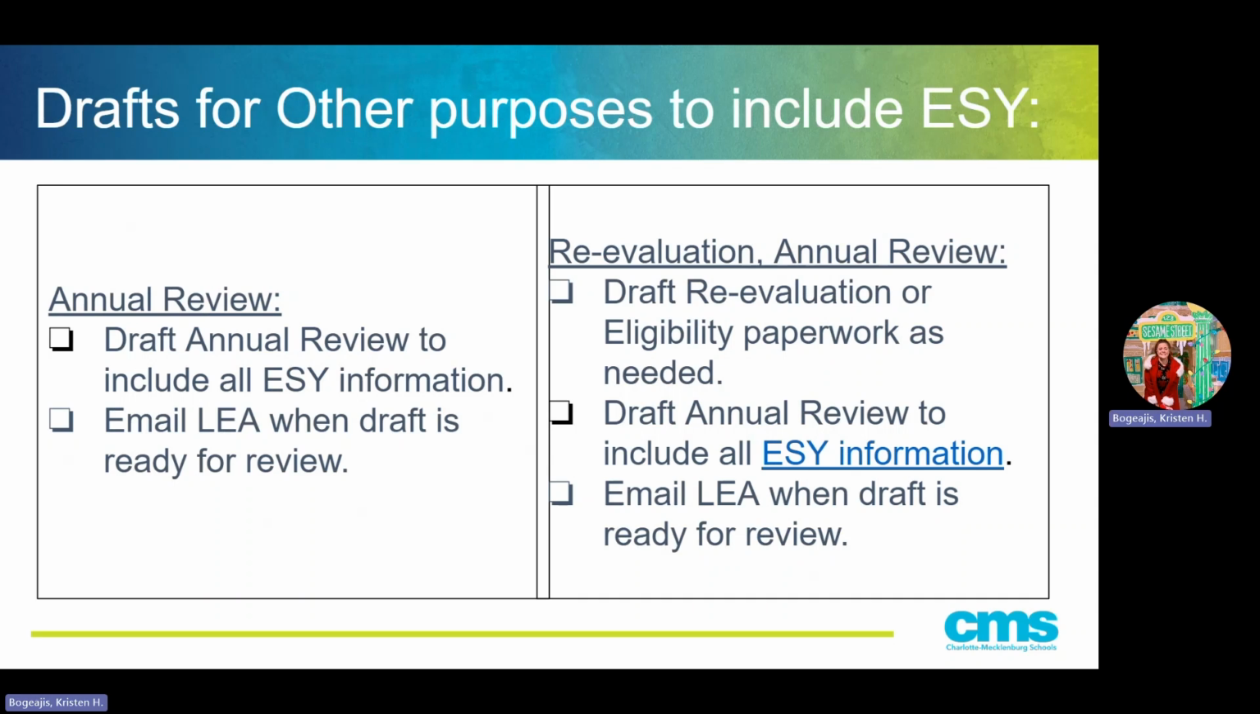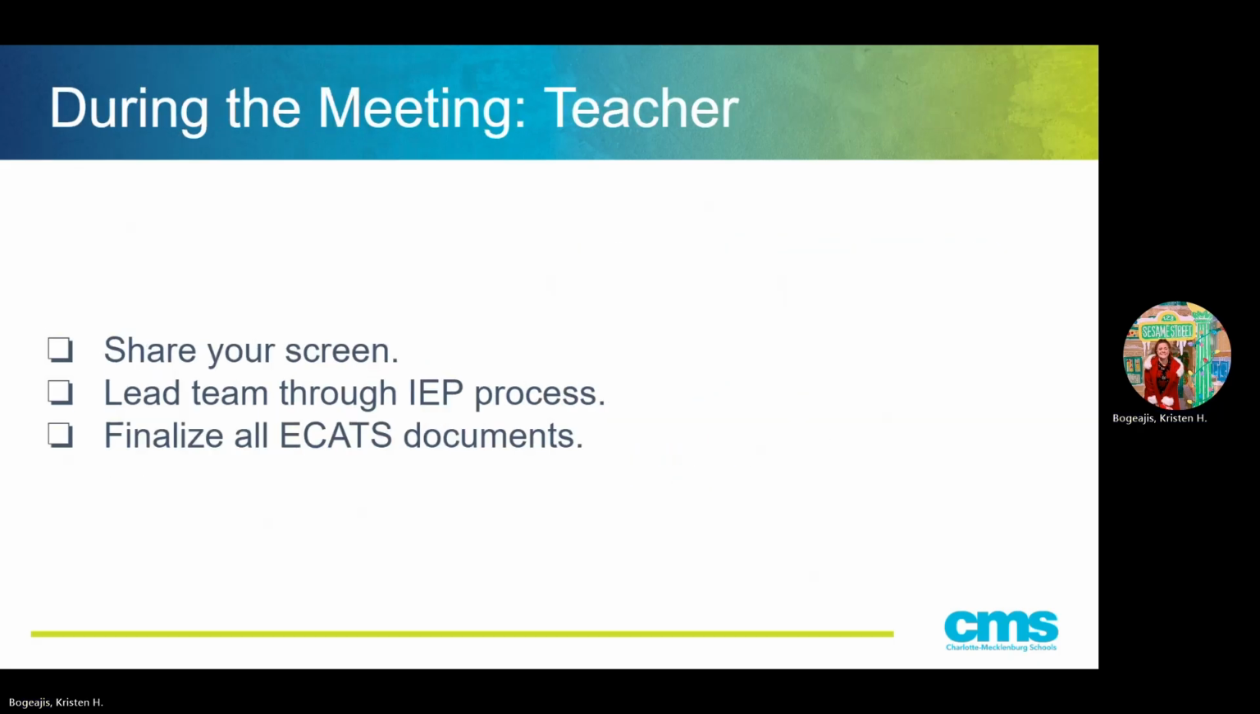Drafts for other purposes that include ESY. If it's an annual review, you're going to make sure you're drafting it as an annual review and you're setting the purpose as annual review. You're going to email that LEA when it is drafted and ready for review. For reevaluation and annual review, it's going to be the same thing. Draft that reevaluation or eligibility paperwork as needed. Draft that annual review, include the ESY information, and email the LEA when the draft is ready for review.